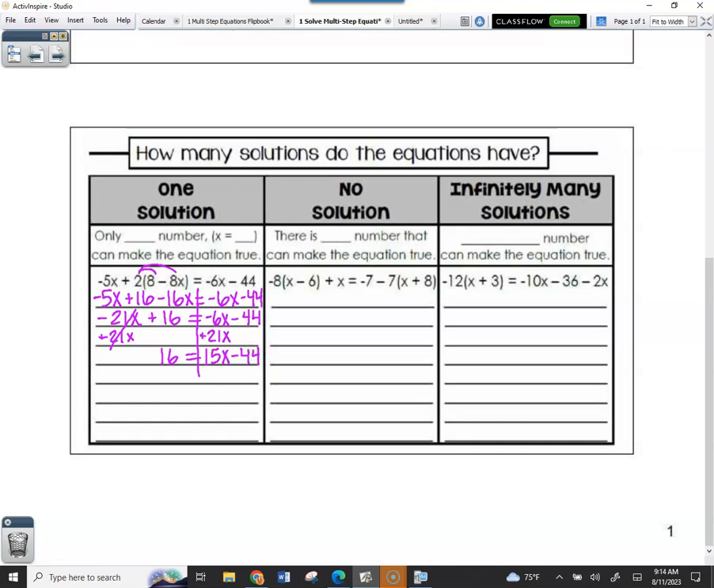This is why showing your work is so helpful, because it makes it obvious what has not been handled yet, and you know to just bring it down. Now we're at a basic two-step equation. Here's my x. I need it by itself, so I'm going to move the 44, the negative 44, to the other side. 16 plus 44. And now I'm going to divide by 15, and what do I get?